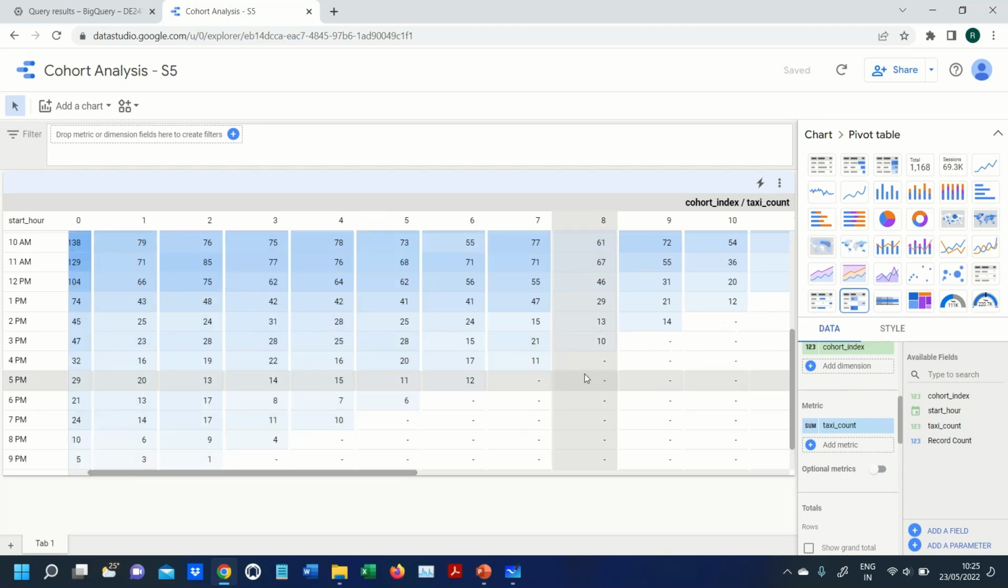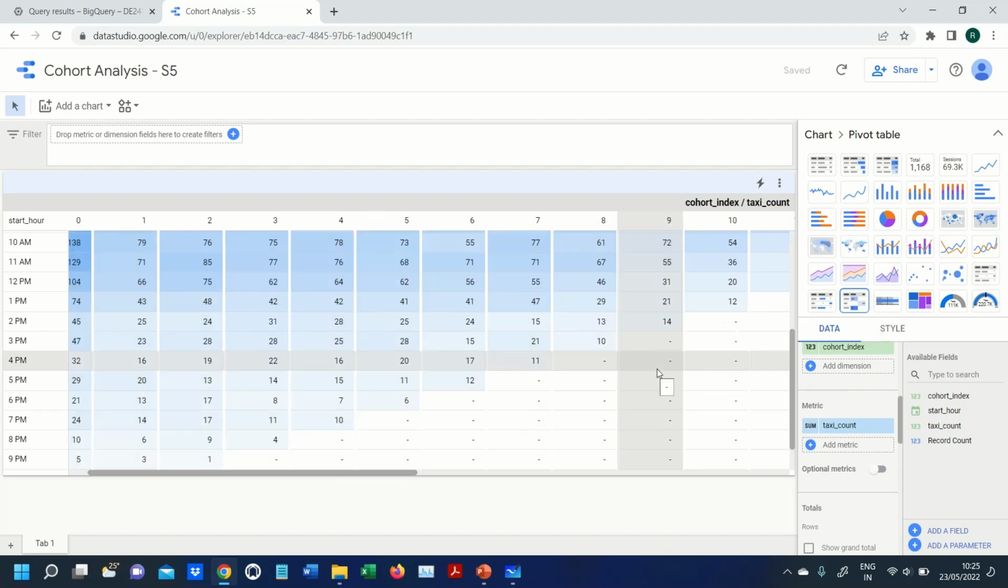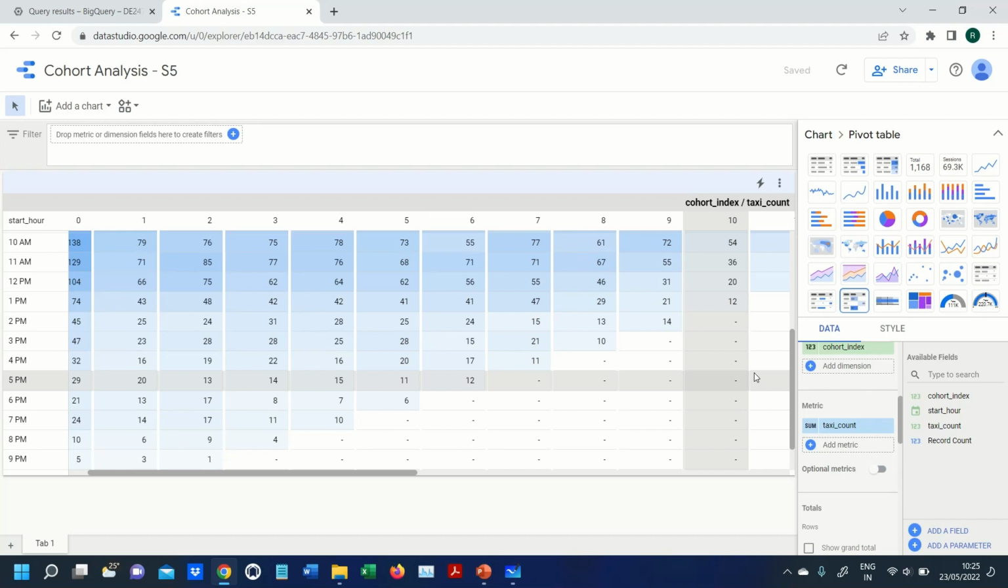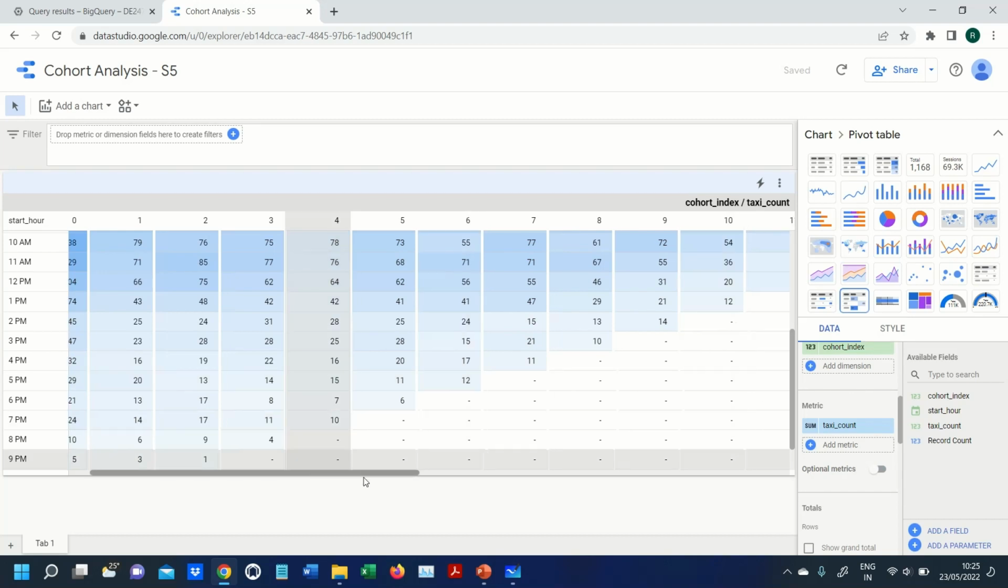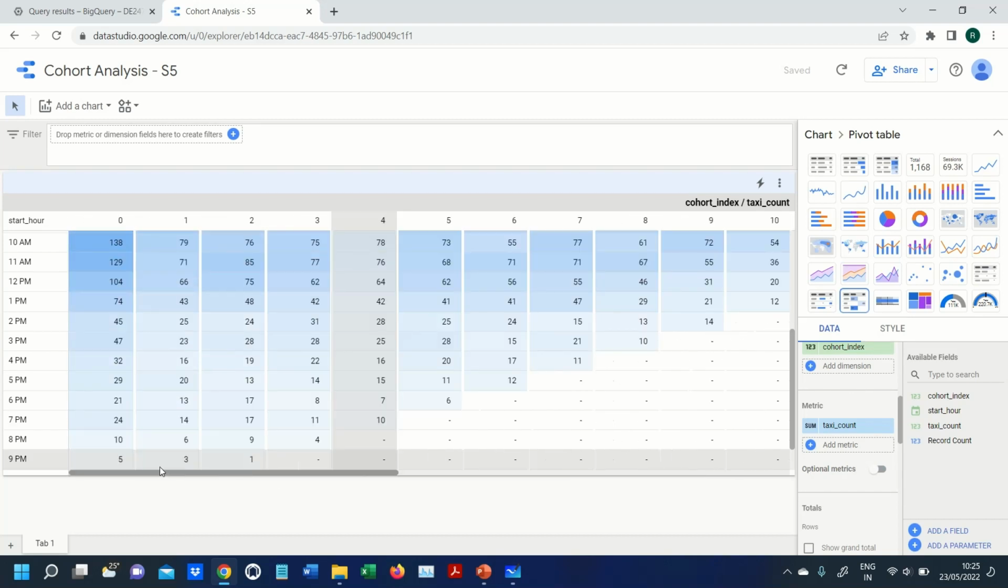And here the cells are blank because we took the data only for one day, for 24 hours. If we had taken the data for 48 hours, then we would get the data for these cells as well.